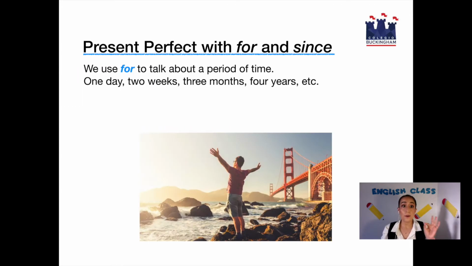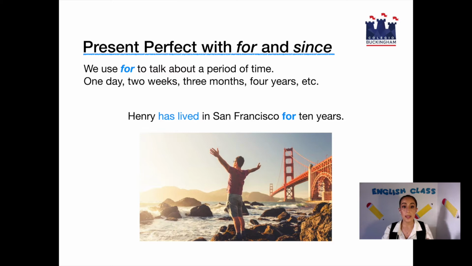We are going to use for to talk about a period of time. For example, 1 day, 2 weeks, 3 months, 4 years, a period of time. For example, Henry has lived in San Francisco for 10 years. It's a period of time. We don't know how old he is. We don't know exactly the year. We just know that he has been there for 10 years.